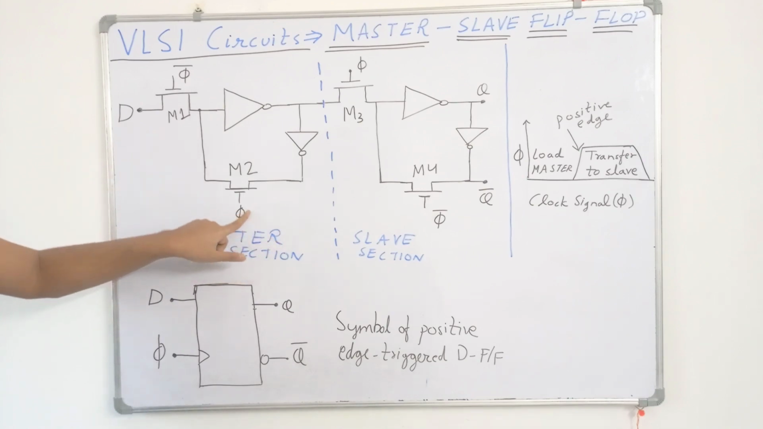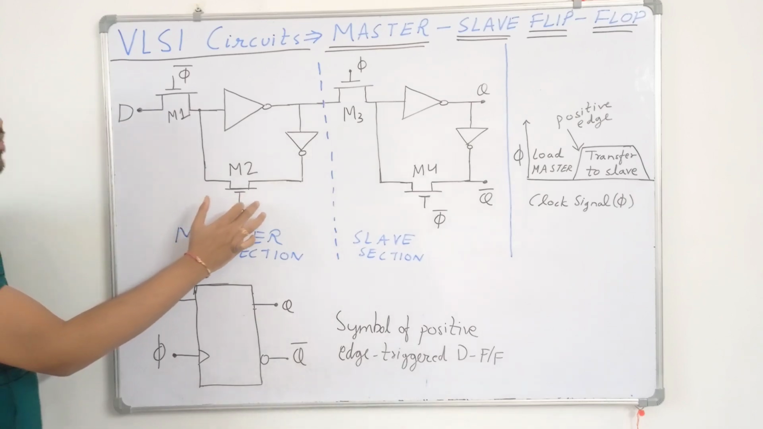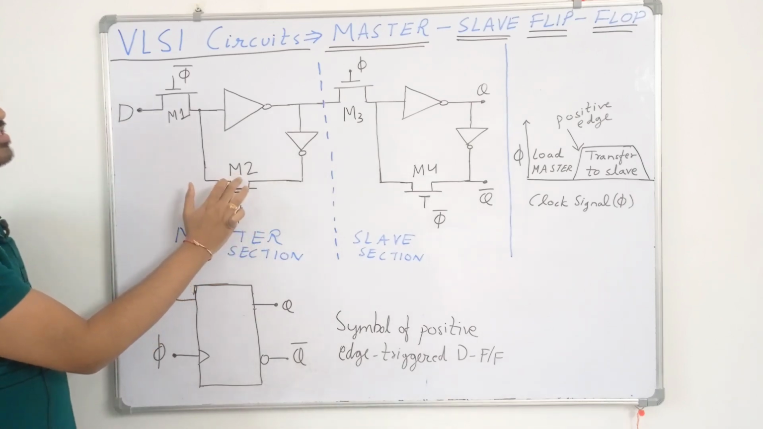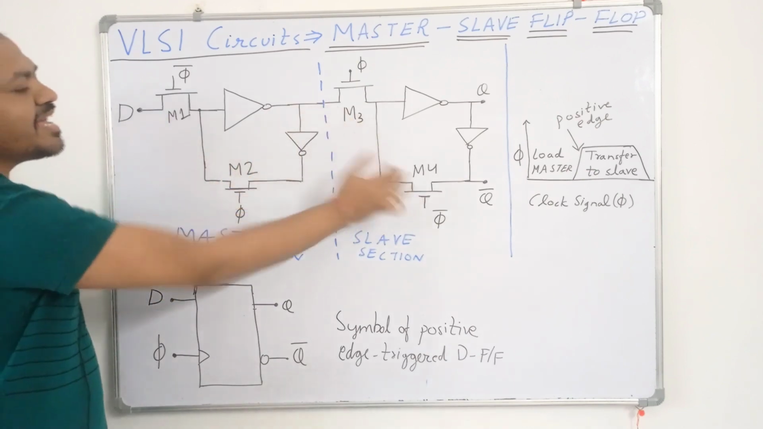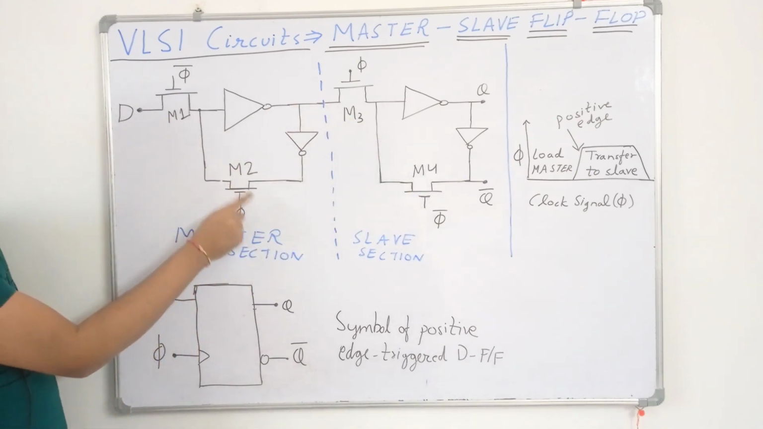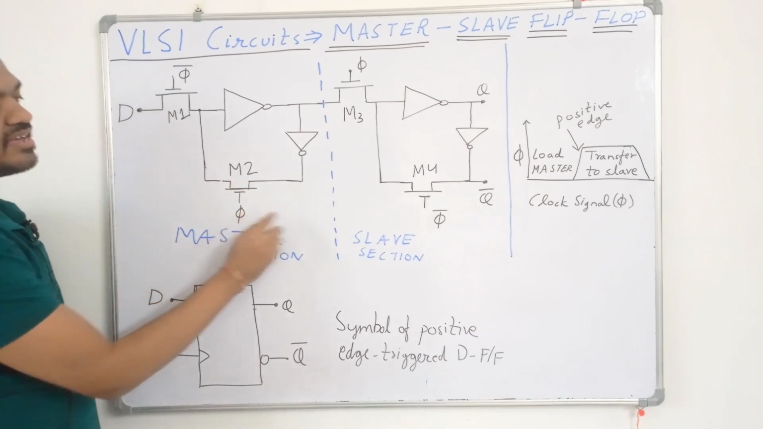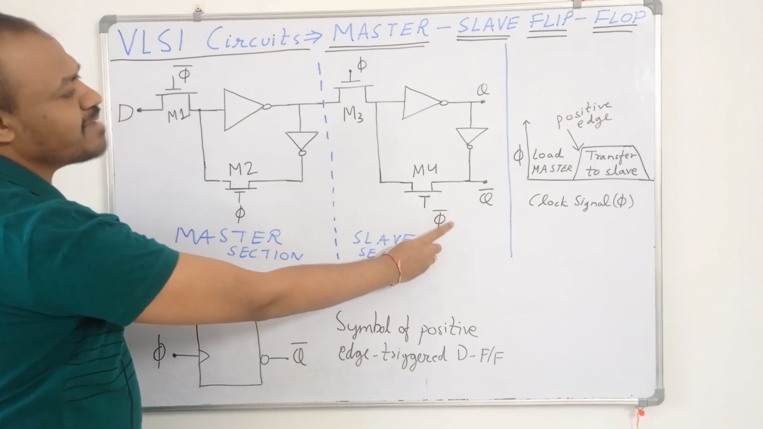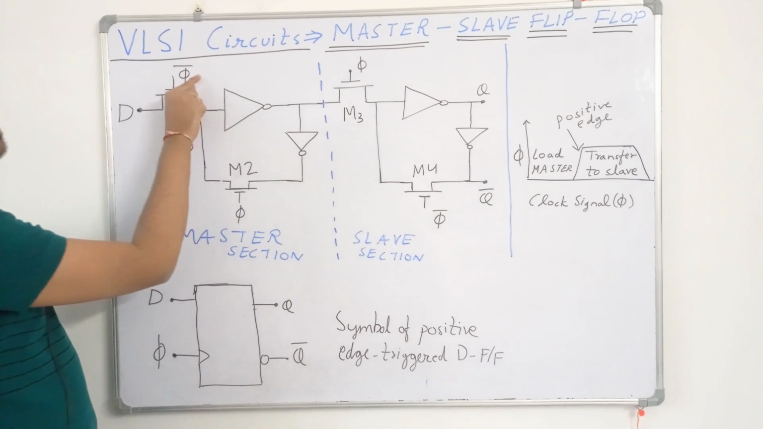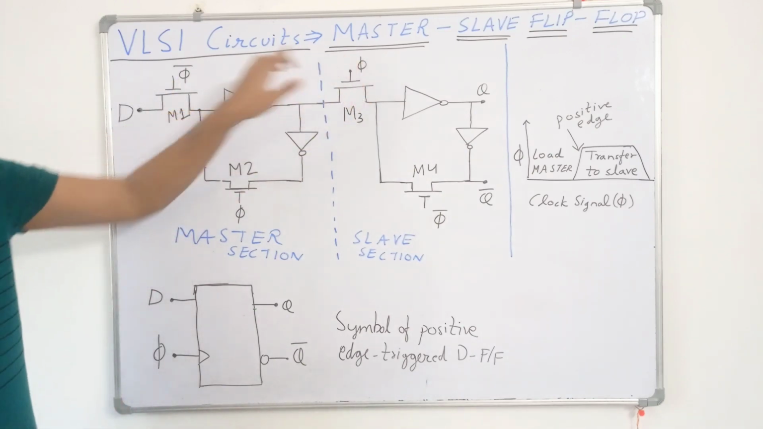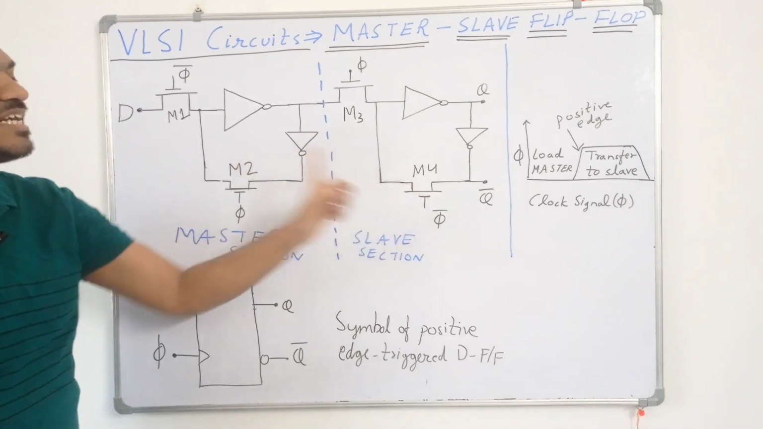We are using phi as the clock. Phi is the clock signal. In this section, M1, M2, M3 and M4 are NMOS transistors. For M2 in this section we are applying clock phi, and here we are applying clock phi bar. Then here we are applying clock phi, but here we are applying clock phi bar. So these two are opposite in phase. Similarly, these two are also opposite in phase.